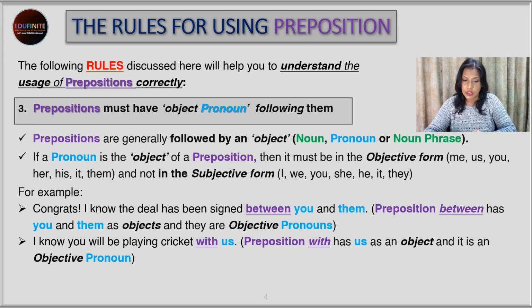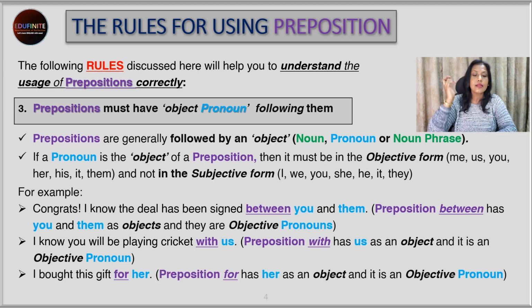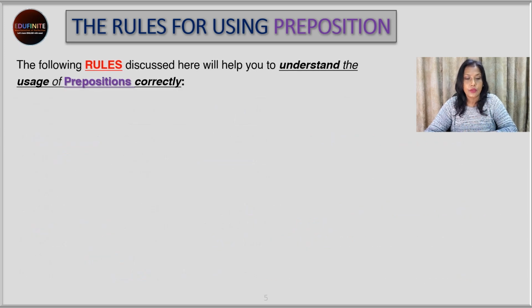a pronoun is used. Well, in the next sentence, I bought this gift for her. Again here, preposition for has her as an object and it is the objective pronoun. You cannot say, "I bought this gift for she." That's absolutely wrong. Well, let's go to the next set of rules.